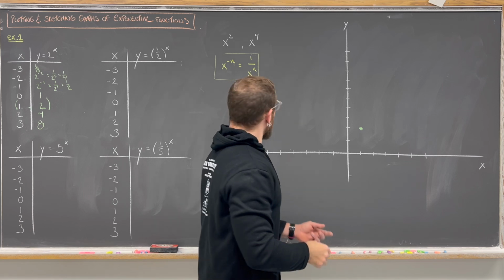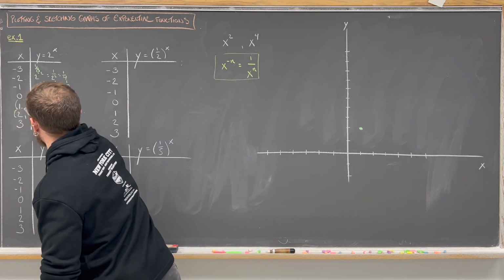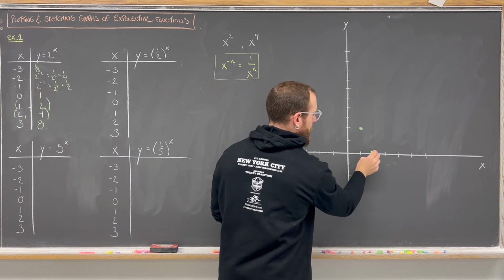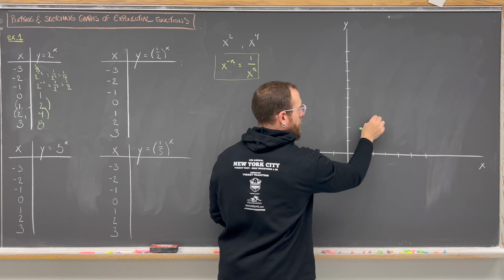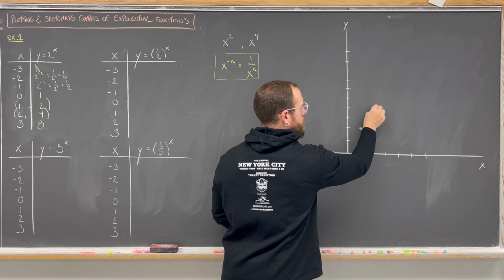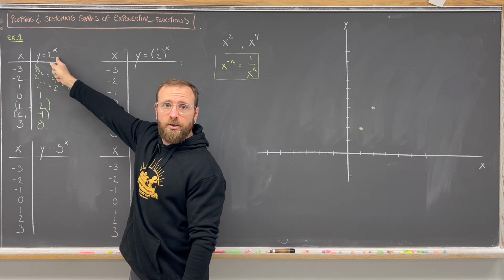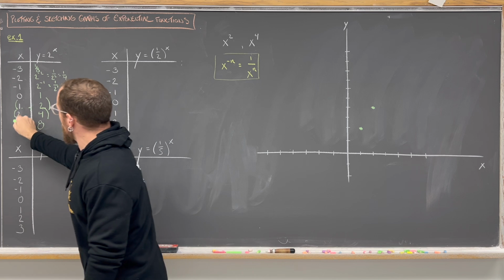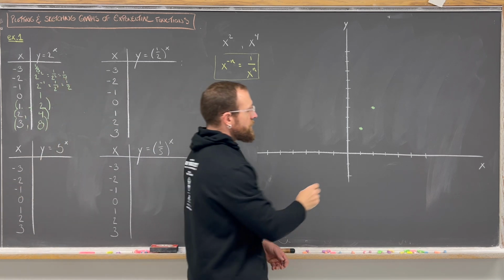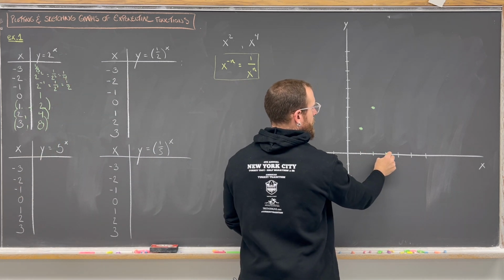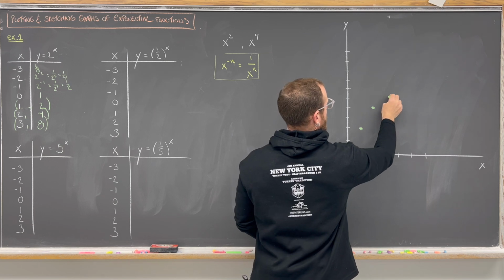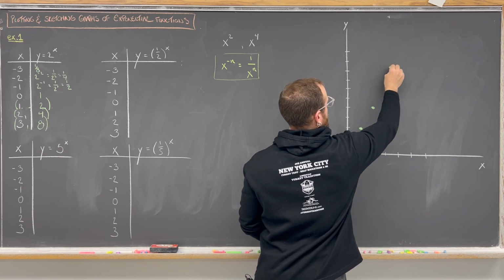Okay? And the next one would be (2, 4). So if I go over to x equals 2 and y equals 4, that would be here. That's another point on the graph of the function 2 to the x. And I also have (3, 8). So I would go over to x equals 3, y equals 4, 5, 6, 7, 8.